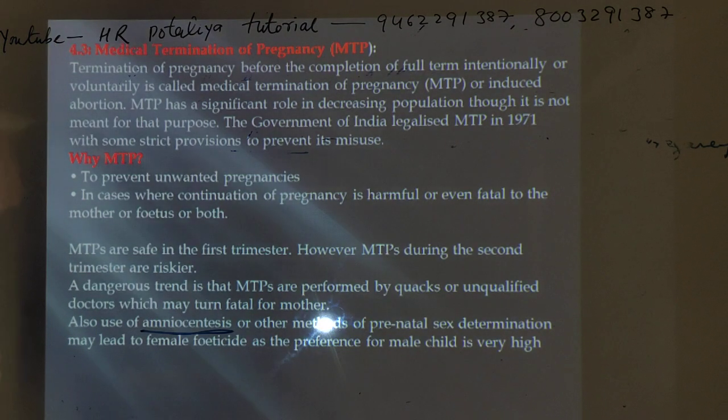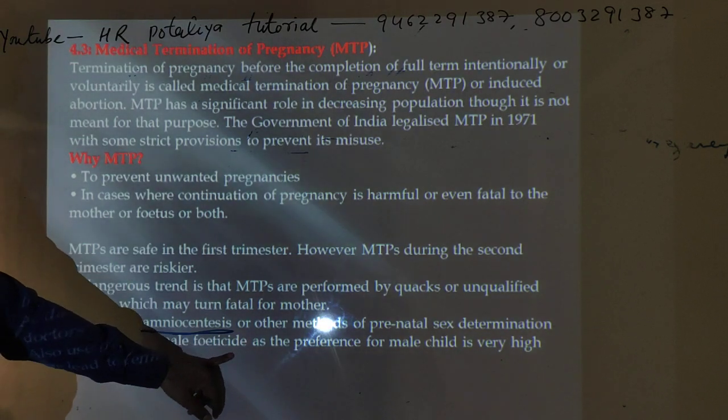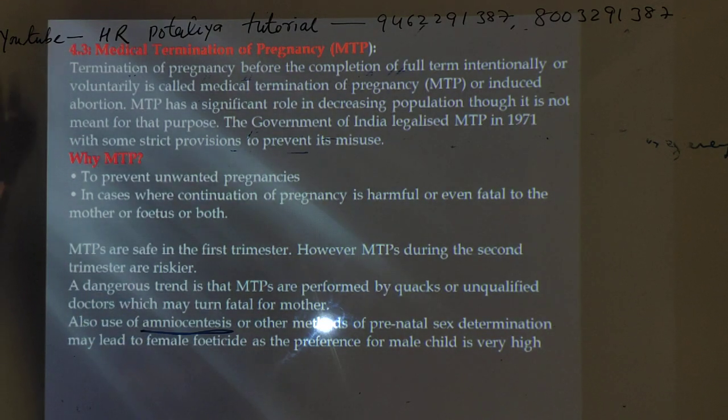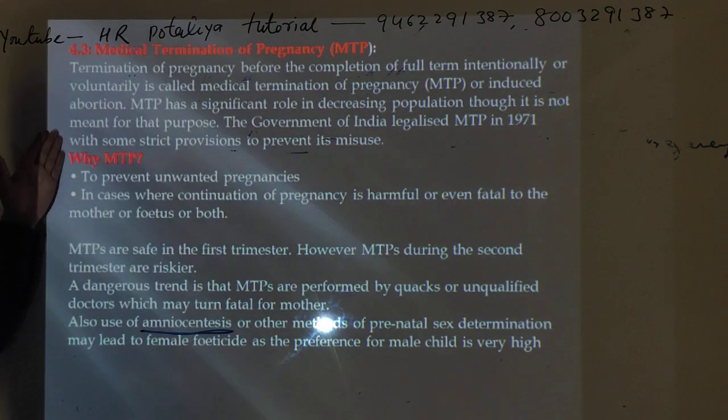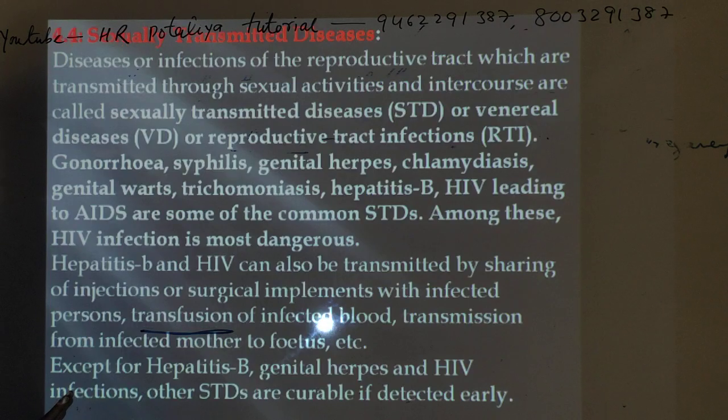Amniostatus is again the feticide process. So the methods of prenatal sex determination may lead to female feticides, as the preference for the male child is very high. So that is the first question. What is the MTP? Why MTP is used, and if it is useful or not, or how we can prevent its misuse. So that is one question related with MTP. What is MTP? Usage of MTP.